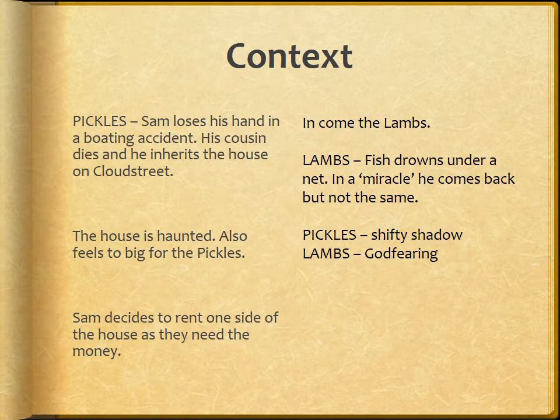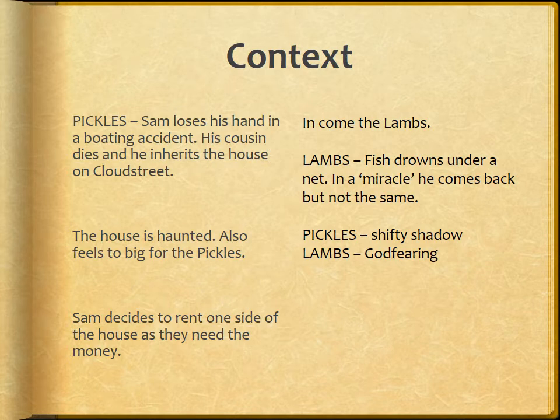So, just a bit of context for the story for you. The Pickles tragedy comes in the form of Sam losing his hand in a boating accident, and his cousin dies, and effectively he ends up inheriting this house on Cloudstreet that's haunted by Aboriginal orphans, which is a whole other spiritual symbology in itself that we're not going to really get into. But Sam and the Pickles feel that the house is much too large for them and they feel very uncomfortable in it. So ultimately, as they need the money, they rent out one side of the house. So in come the Lambs.